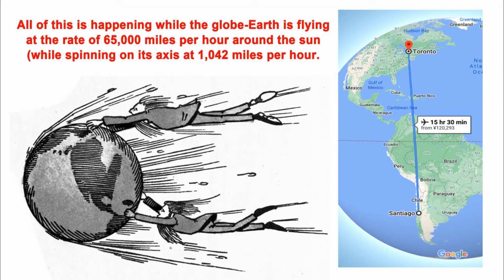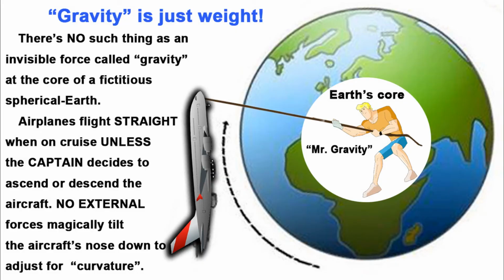Also, consider the fact that not only the Earth is spinning, but it's also going around the Sun. All of this is happening while the globe Earth is flying at a rate of 65,000 miles per hour around the Sun, while spinning on its axis at 1,042 miles per hour. So gravity is just weight. Gravity is not tipping the nose of the airplane down. There's no such thing as an invisible force called gravity at the core of a fictitious spherical Earth. Airplanes fly straight when on cruise unless the captain decides to ascend or descend the aircraft. No external forces magically tilt the aircraft's nose down to adjust for curvature.